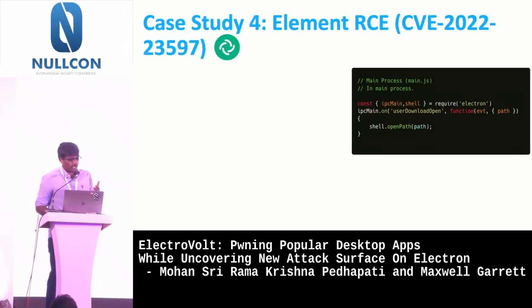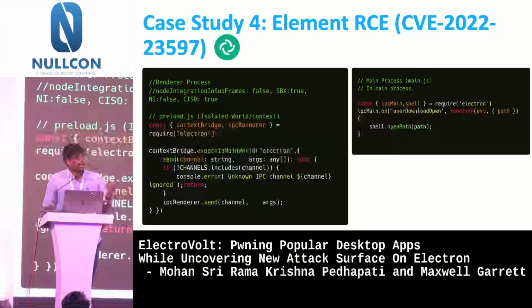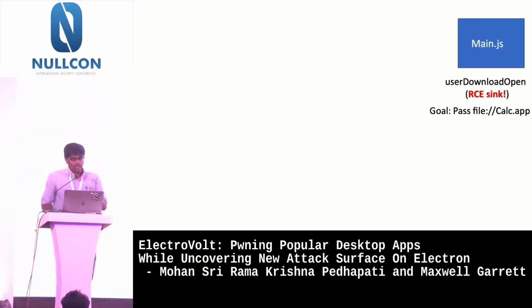On the right block, we have the main process, which started an event listener, and it is sending the path to shell.openPath, which is a dangerous sink. If you send the location of a binary, it will execute that. So they started an event listener, but our iframe won't have access to it. So this is the main.js.